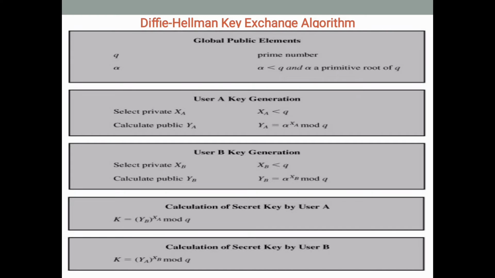So the person at the sending side A selects the private key XA, and XA should be less than q, and by using that private key we can calculate the public key YA equal to alpha power XA mod q. So you have to use alpha and XA with the mod value q. Then at the user side B, he can also generate a public key by selecting a private key XB.